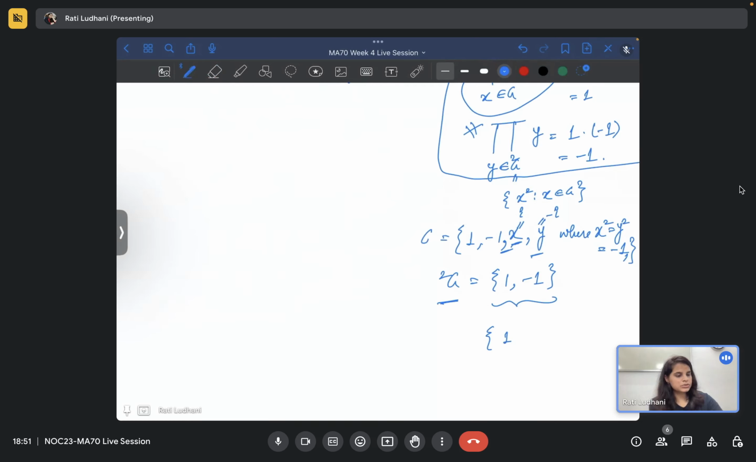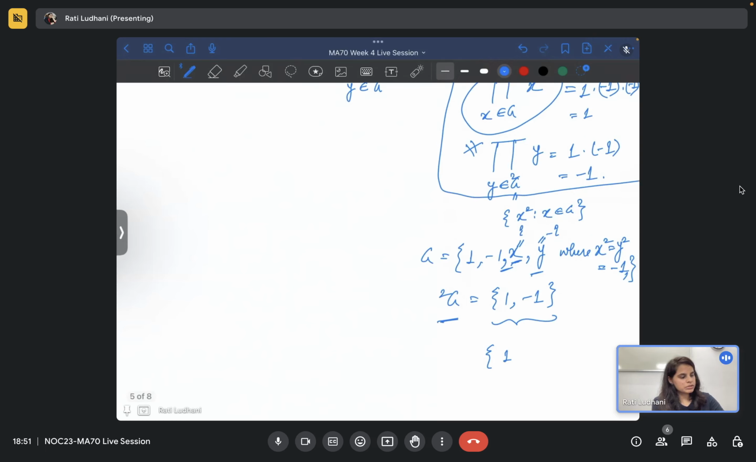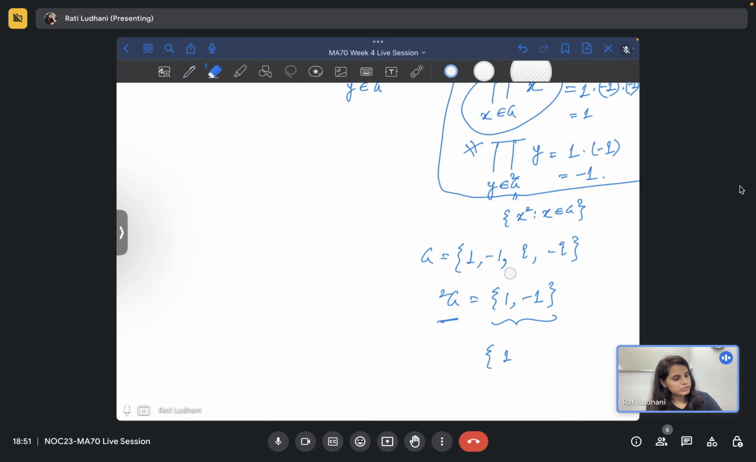We know that this is a group, so there's no issue. So you have 1, minus 1, i, minus i, like elements 1, minus i. So let's erase this also. The condition is the same. So you have i and minus i. Then when you do the square, you will get 1 squared is 1, minus 1 squared is 1, i squared is minus 1, and minus i squared is minus 1. So you will get just this.